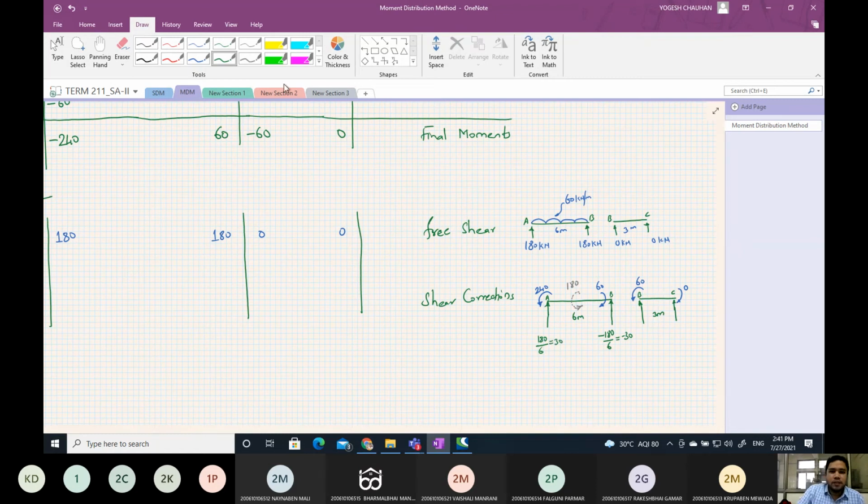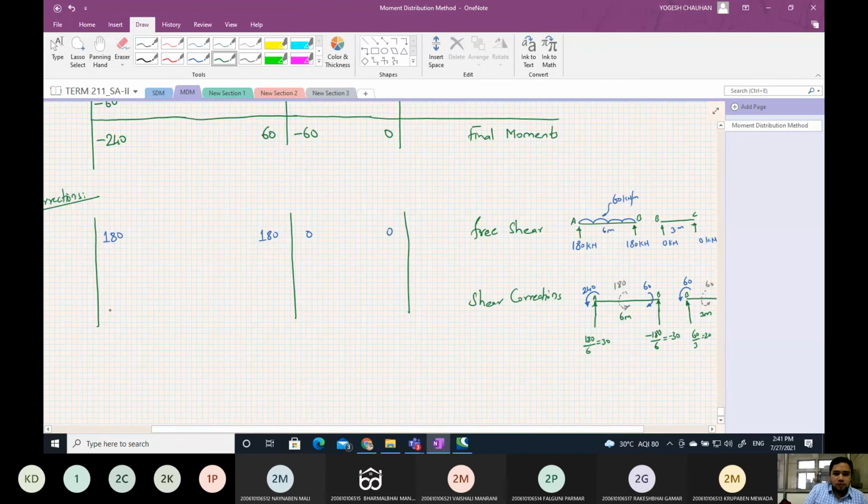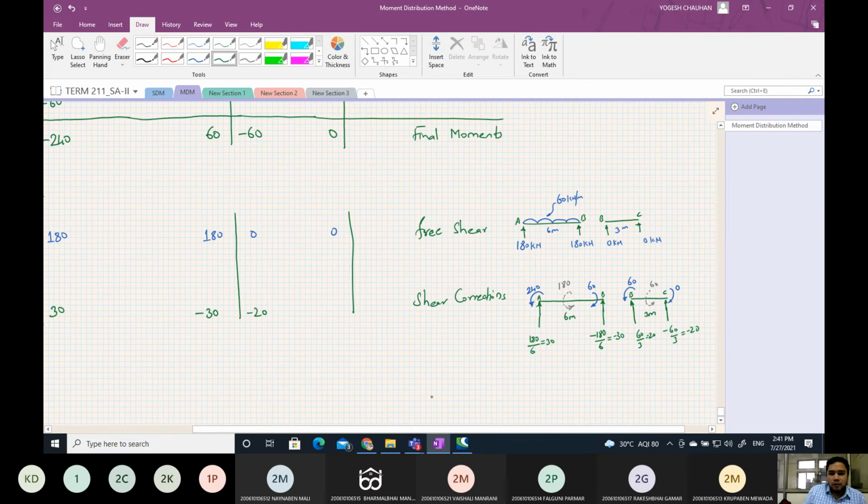Similarly here the unbalanced moment is anticlockwise 60. So again we will have the clockwise couple. So this will be -60/3, that means -20, and this will be 60/3, that is 20. So the shear correction will be 30 here, -30 here, -20 here, 20 here and -20 here.